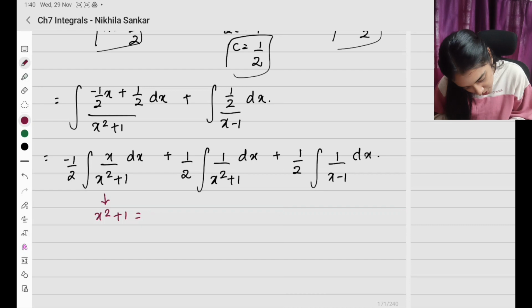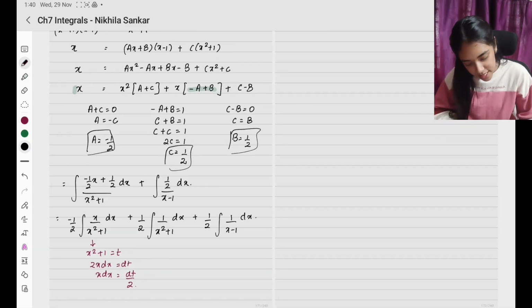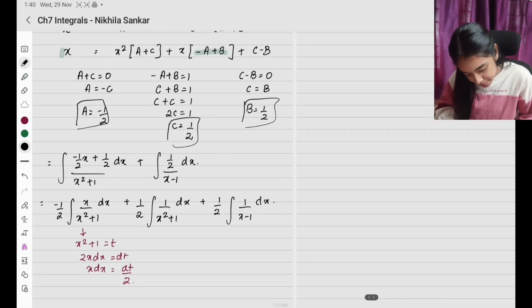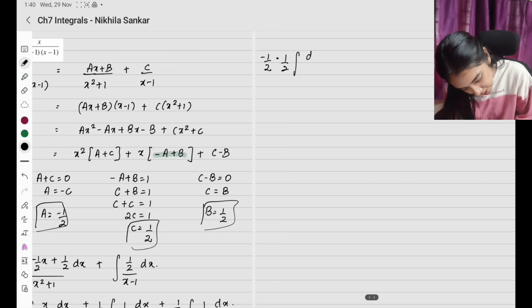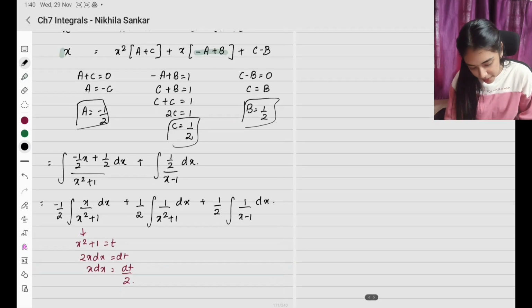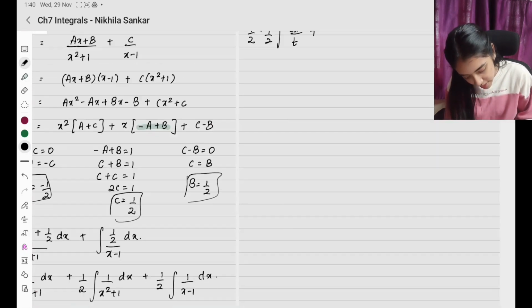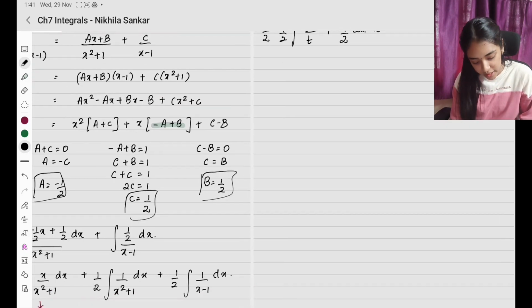I have x square plus 1 equals t, 2x dx equals dt, x dx equals dt divided by 2. When I simplify this, I have minus half already outside. So I have minus half integral of 1 by 2. So I have 1 by 2 integral dt divided by x square plus 1, which is t, plus half, half times tan inverse of x. 1 by x square plus 1, tan inverse of x.